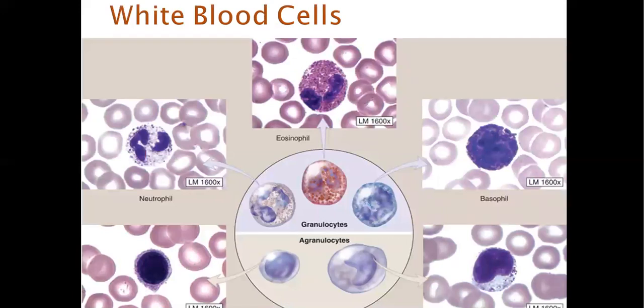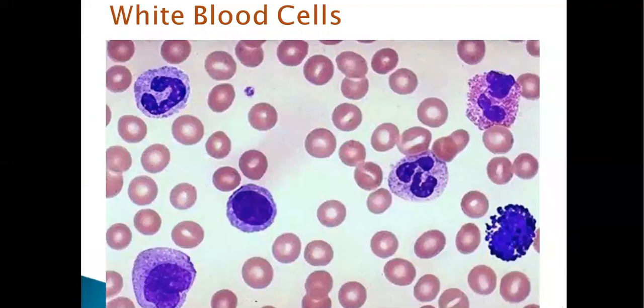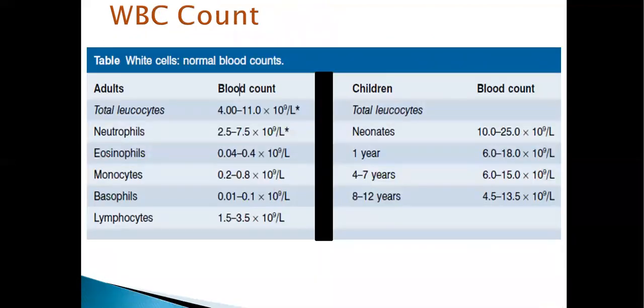This picture shows you different types of white blood cells, granulocytes and agranulocytes. Another picture shows different types of white blood cells. And this table shows you the normal white blood cell count for adults and children. For children, it differs from the unit stage until childhood, decreasing with time. Units represent 1 month of age.